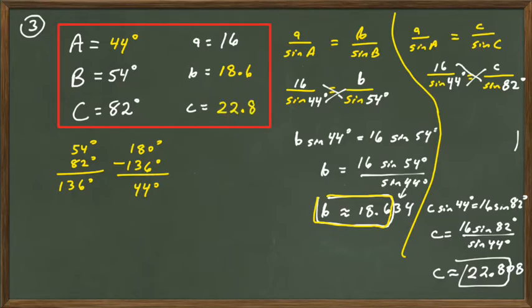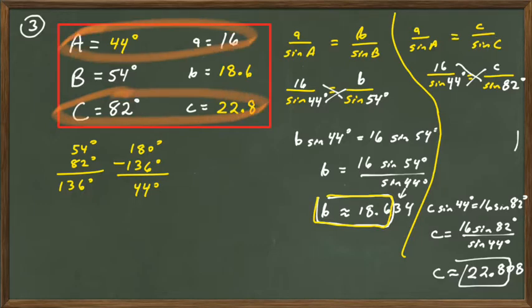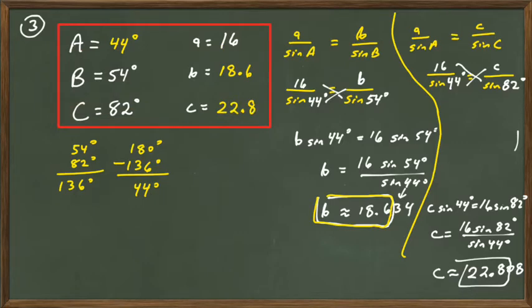Now again, check it real fast. Is the biggest side opposite the biggest angle? And is the smallest side opposite the smallest angle? So these are the right answers for number 3.